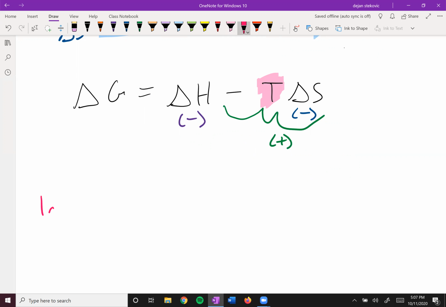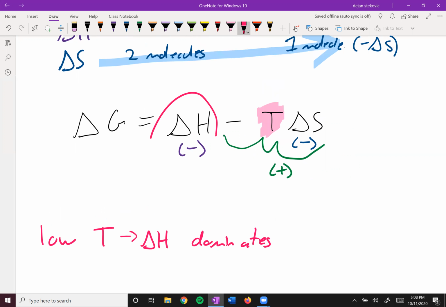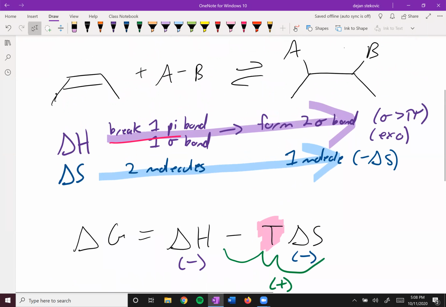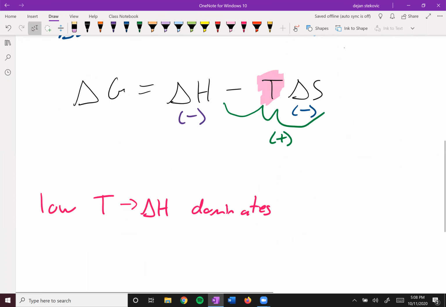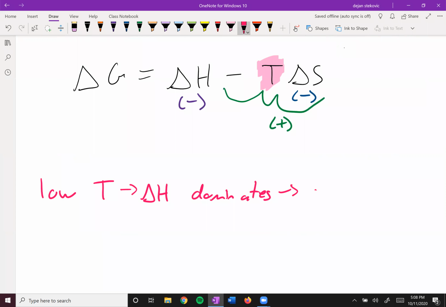And so if we think about it, when we have low temperature, delta H dominates. And we're seeing that when delta H dominates, we're going to be going towards the right side of our equation here. And so addition reactions work better at low temperature.